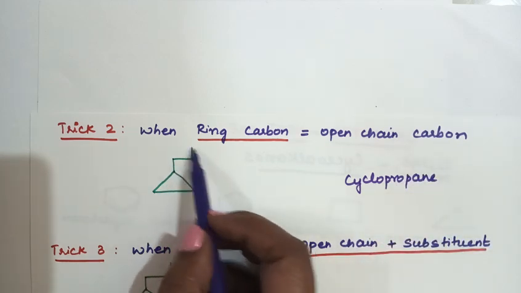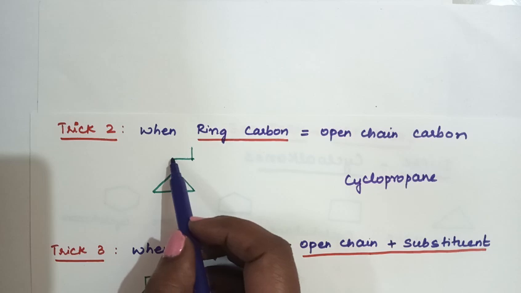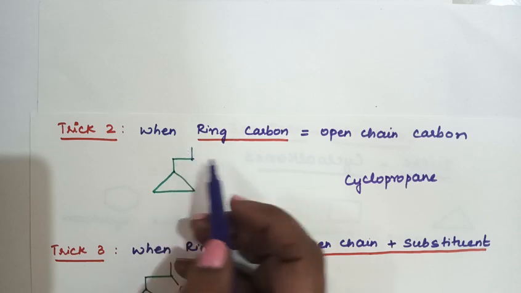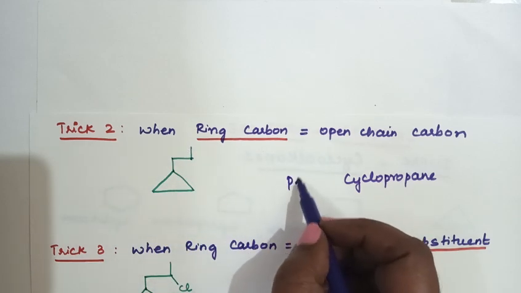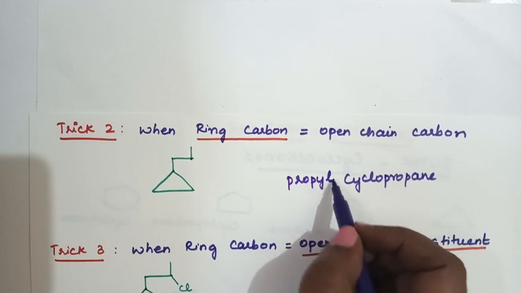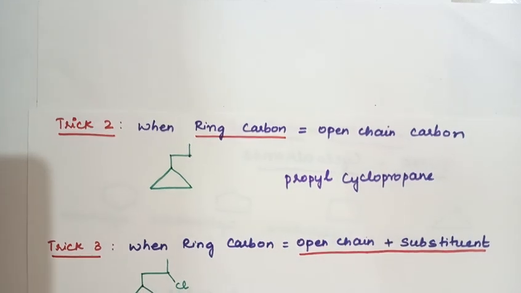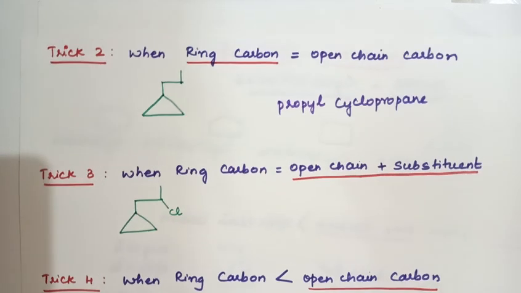And here the open chain will become the prefix. 1, 2, 3. 3 carbon atoms are there. So it becomes propyl. So propylcyclopropane will be the IUPAC nomenclature.